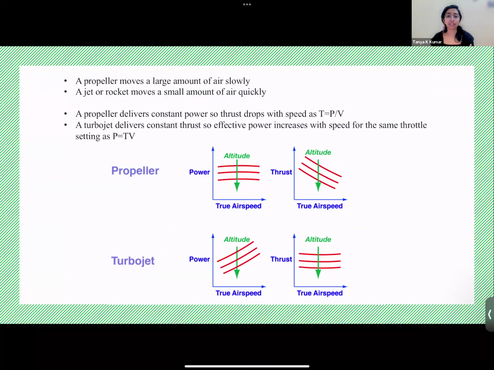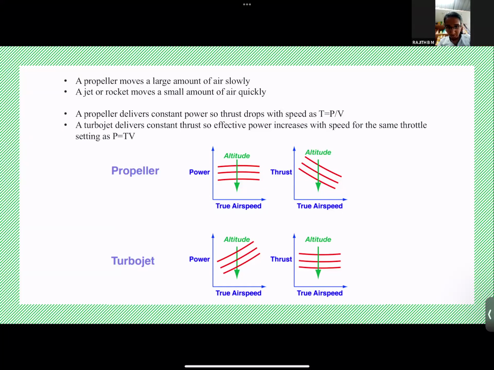So a propeller driven aircraft moves a large amount of air very slowly to produce the necessary power or thrust. In a jet driven aircraft, it moves a small amount of air quickly. So this is the basic functionality difference. All of your points are also right, but I was just looking for this basic difference. Either way, it produces the required thrust or the power to make the airplane move, right?